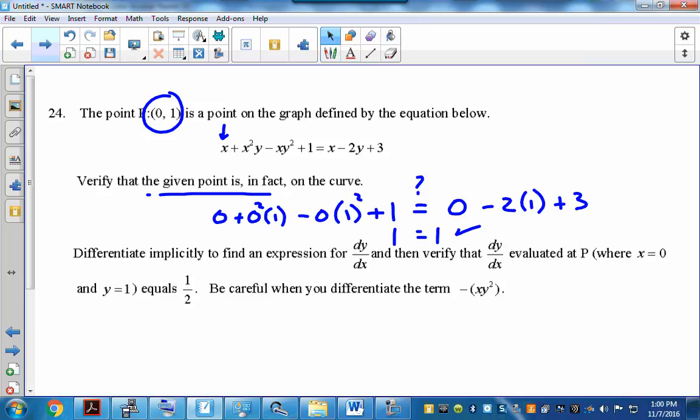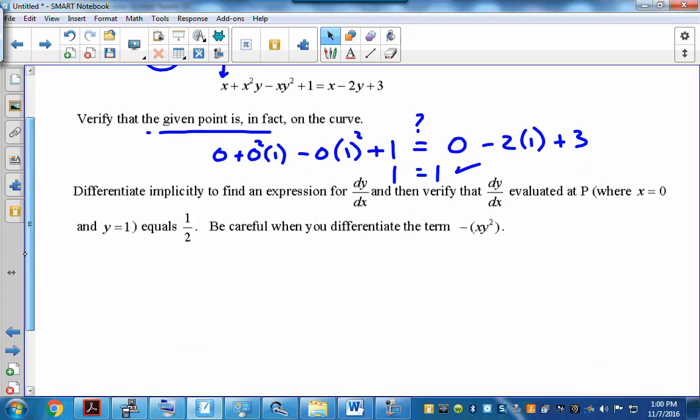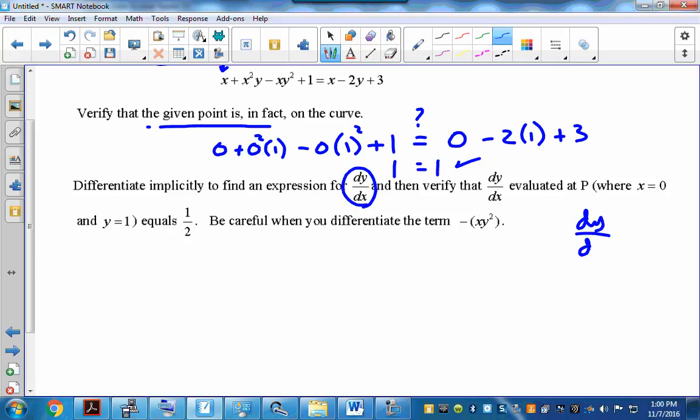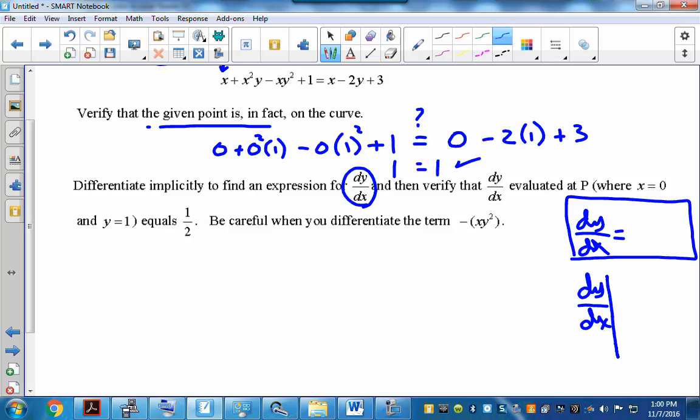Okay, the second thing you had to do was differentiate implicitly to come up with an expression for dy/dx. So in the end, we have to have dy/dx is equal to some expression. And then we just had to verify that if we actually plug in the point 0, 1, we were supposed to get 1/2. So that was sort of a check to make sure we had the right derivative. And it does say be careful when you differentiate this term, and I've got xy squared in parentheses with a negative out front. So we just have to be careful when we do that.